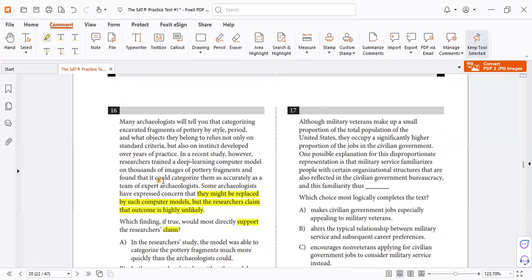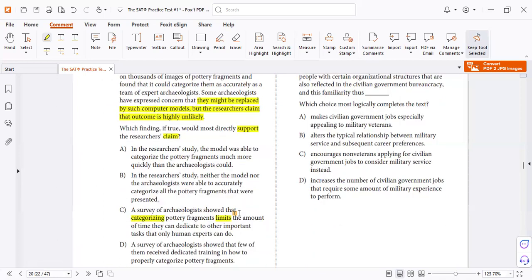But look, it could categorize them as accurately as a team of experts. Yes. And that is, look, limit the amount of time. So it makes it shorter, easy and direct. And they can indicate important tasks that only human experts can do. Support for C.